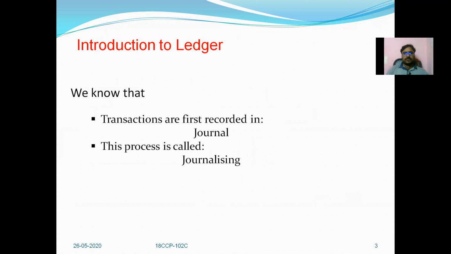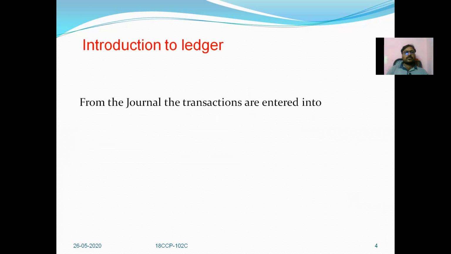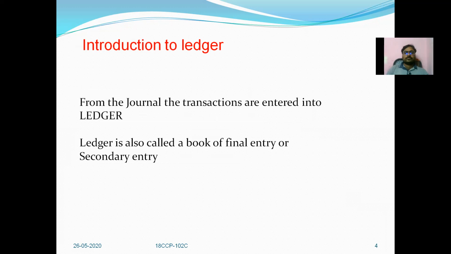In previous classes, we learned that transactions are first recorded in the journal. This process is called journalizing, right? From the journal, the transactions are recorded into ledgers, which is the second phase. In the accounting cycle, the second phase is classifying. In classifying, we are posting into the ledgers. So the ledger is also called the final entry or secondary entry, right?